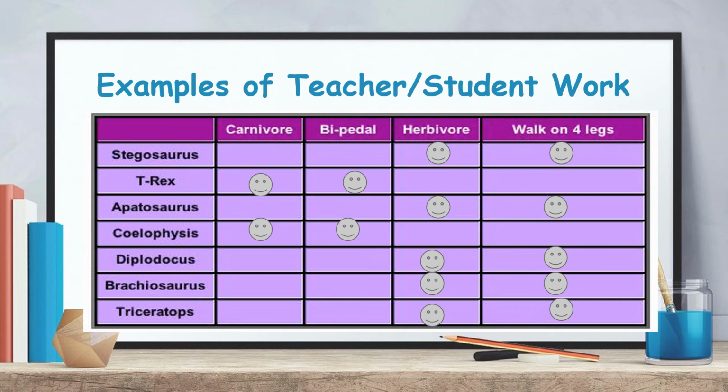Let's look at the T. rex. He is a carnivore and he is bipedal, which means he walks on two legs. Let's find another dinosaur that is similar to the T. rex. Colossus, that is very similar to the T. rex. Let's find a dinosaur that is different than the T. rex, and they could say the Triceratops, because it's a herbivore, it eats plants, and it walks on four legs. So that's the kind of discussion that your students would have after they got done filling out the matrix.